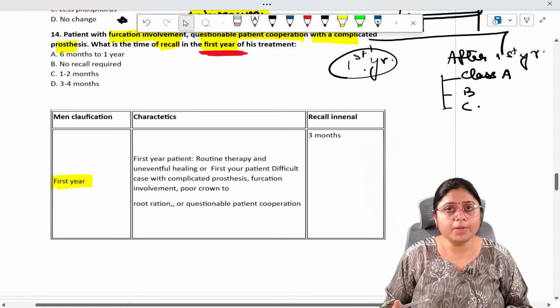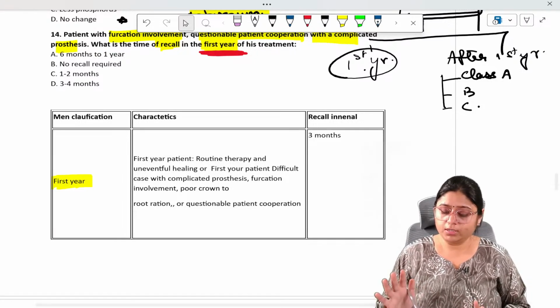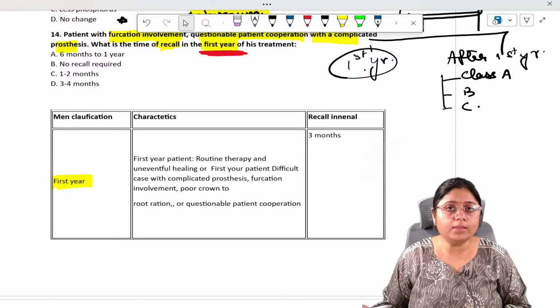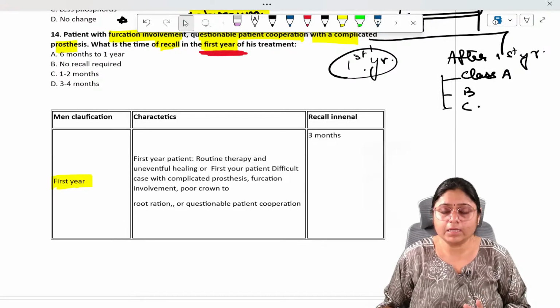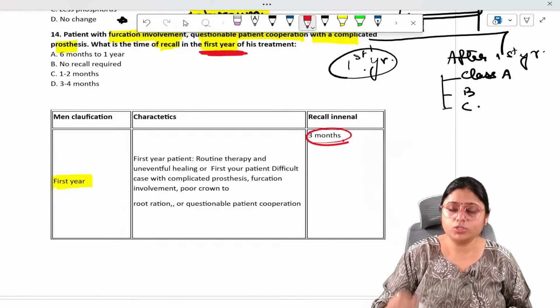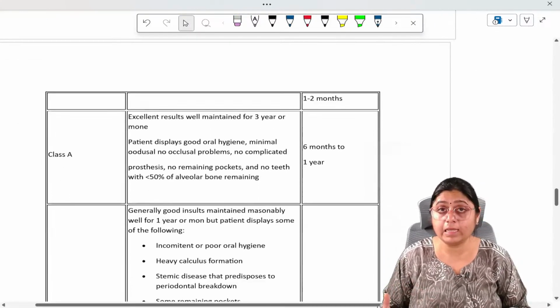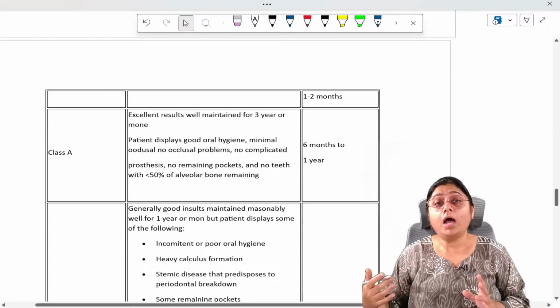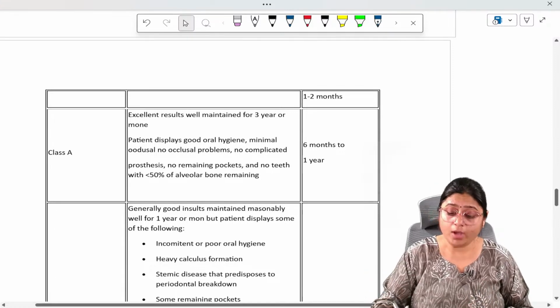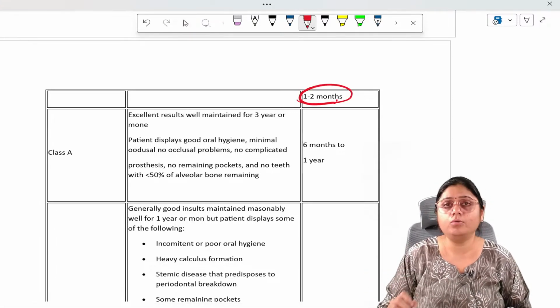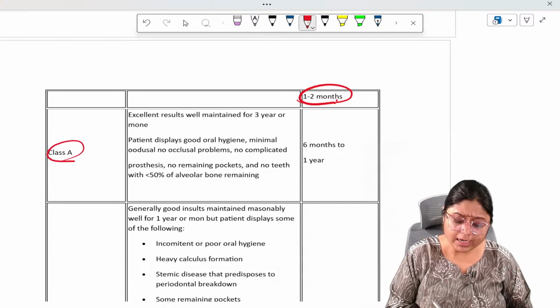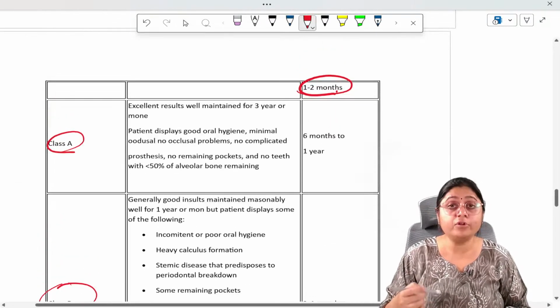Either it will be 3 months. If the patient has undergone routine therapy, that is not a very complicated case, then you have to recall the patient at 3 months. But if it is a complicated case, where the patient has undergone multiple dental treatments, you have to recall that patient at 1 to 2 months. And for class A, B and C, that means after 1 year.